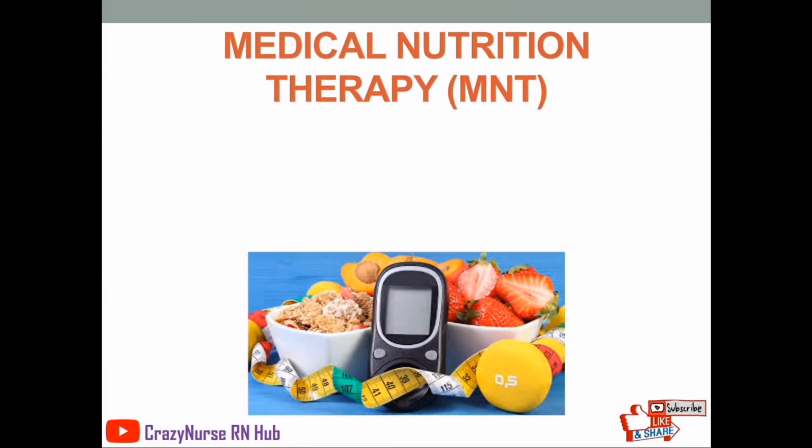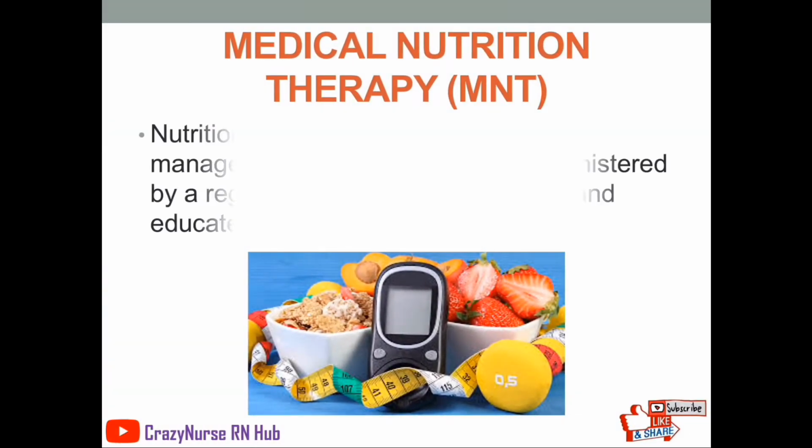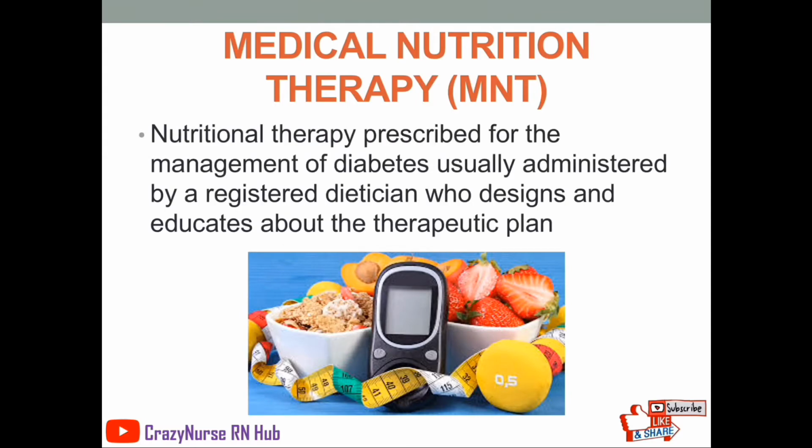Now let's discuss medical nutrition therapy. Nutritional therapy prescribed for the management of diabetes is usually administered by a registered dietitian who designs and educates about the therapeutic plan. Nurses and all other members of the healthcare team must be knowledgeable about nutritional therapy and supportive of patients who need to implement nutritional and lifestyle changes.